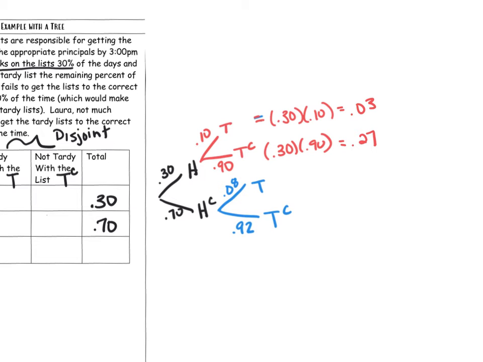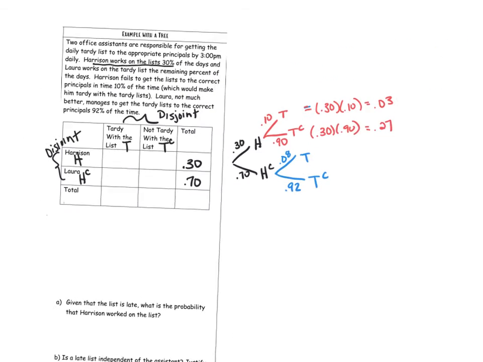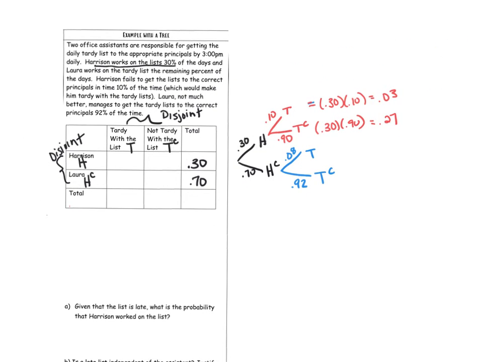And so if I come back over here real quick, I want you to notice that this right here, we read the branch, this is Harrison and tardy. So that's H and T, which if you look right here, H and T, we can know that's going to be 0.03. Likewise, this is Harrison and not tardy. That's 0.27, and look what they add up to. They add up to that 30%.